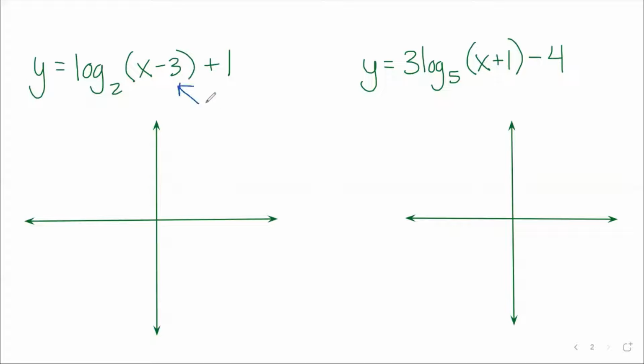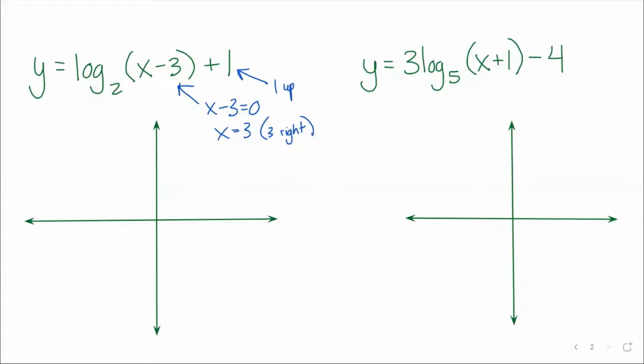So here, set that equal to 0, x equals 3. So in other words, that goes 3 to the right. And we know this means the graph goes 1 up.